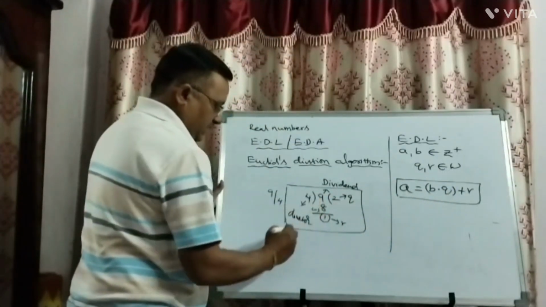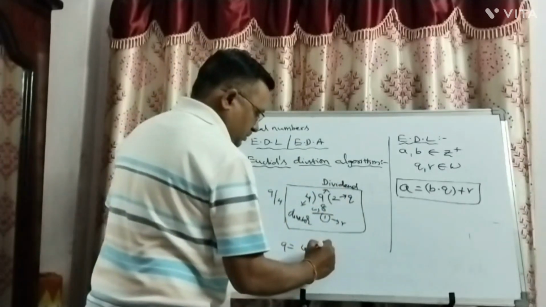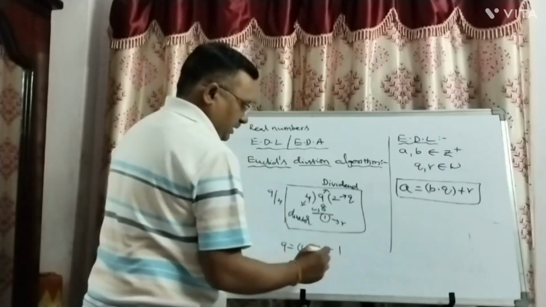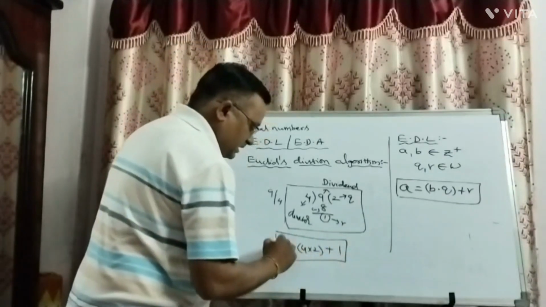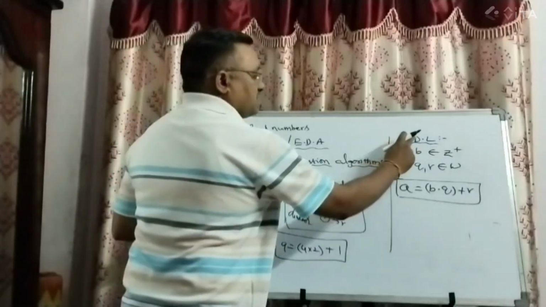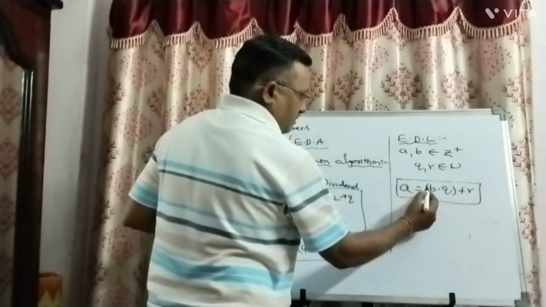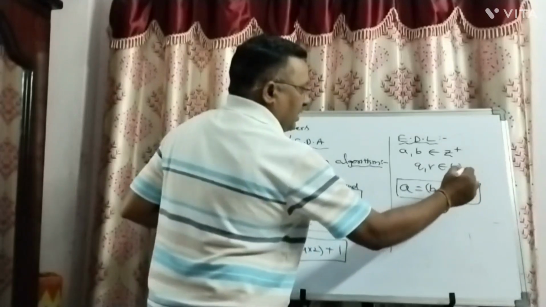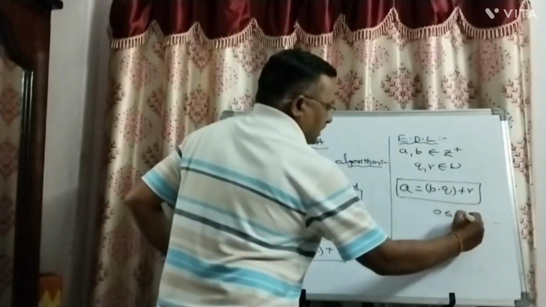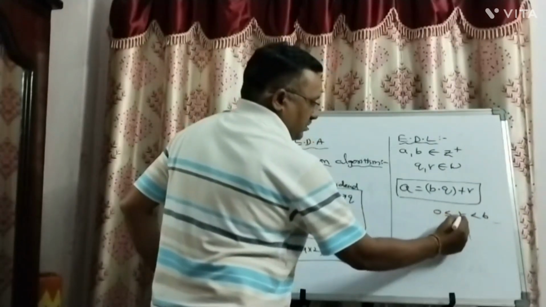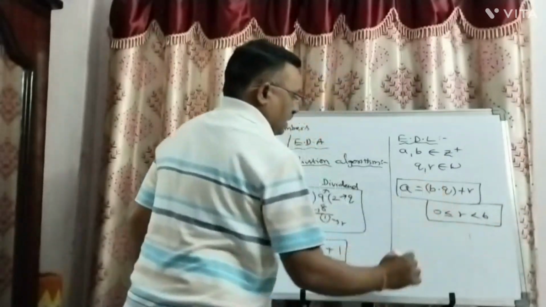Let us observe this one. Here dividend 9 is equal to divisor into quotient, 4 times 2, plus remainder 1. Correct? 4 times 2 is 8, plus 1 is 9. So this is clearly Euclid's division lemma, where a is equal to b into q plus r, dividend equals divisor into quotient plus remainder, where r has its own speciality, that remainder is always like this, 0 less than or equal to r less than b. This is the speciality and specification of the remainder.